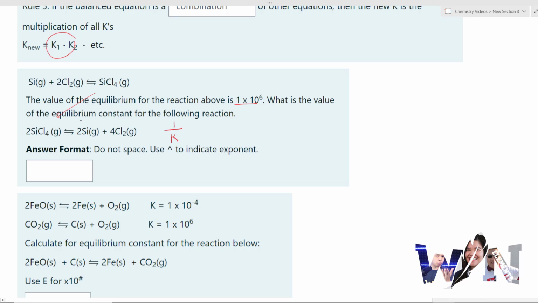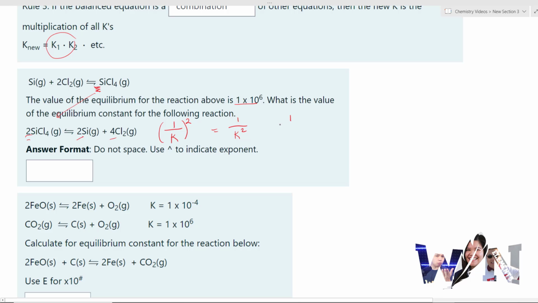Not only that, notice the coefficients here. This was 1, of course, and now this becomes 2, this becomes 2, and this becomes 4. See how they double? So that means we're just going to double everything. Therefore, we are going to raise K to the power of 2. First we take the inverse, then we double. Either way, it works as well. We can take K to the power of 2 and put it under 1. Same thing. So how would that work in terms of plugging in the values?